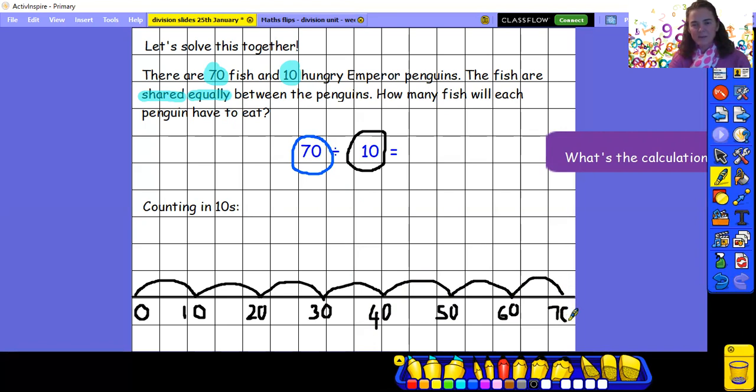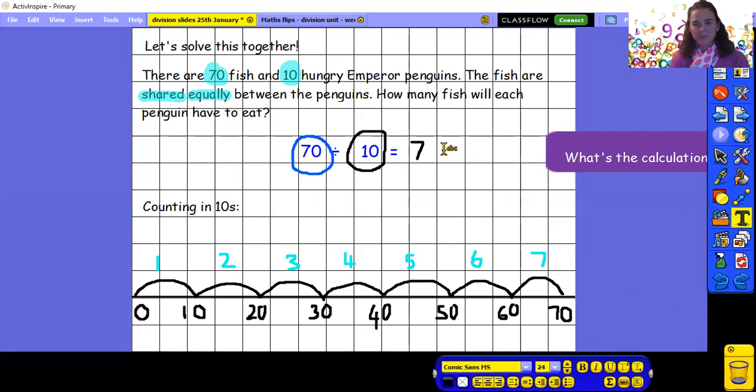Have we reached our target number? We have. How many lots of 10 have we got? We've got 1 lot of 10, 2 lots of 10, 3 lots of 10, 4 lots of 10, 5 lots of 10, 6 lots of 10, 7 lots of 10. So our answer is 7. 7 what? We need to write fish, don't we? So you need to write fish. 7 fish is your answer. Well done.